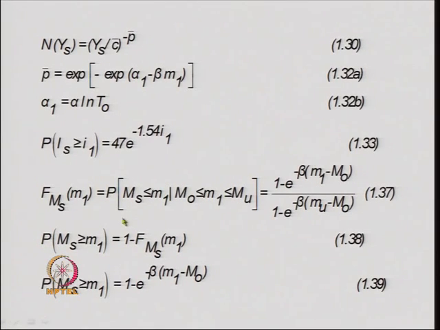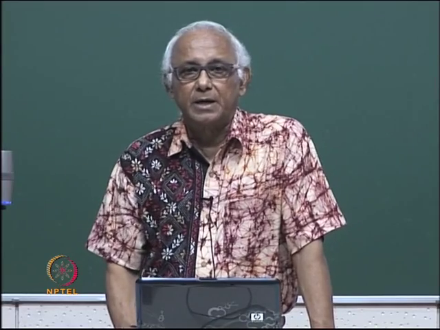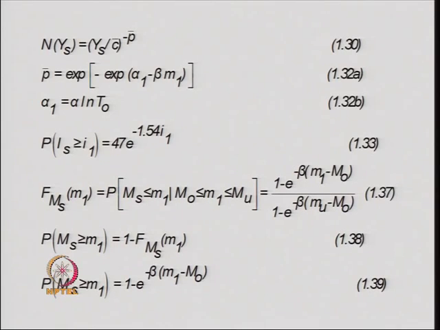If we know the probability of the magnitude of earthquake being less than or equal to a certain value, then one can calculate the probability of exceedance of the magnitude for the same value, that will be 1 minus this quantity. Now, using this equation, if we put the value of mu to be very large, then this turns out to be almost equal to 1, and as a result one can simplify this equation to this particular form. That means the probability of the magnitude of earthquake being greater than or equal to M1 is equal to 1 minus e to the power minus beta times M1 minus M0. That comes from this particular equation.